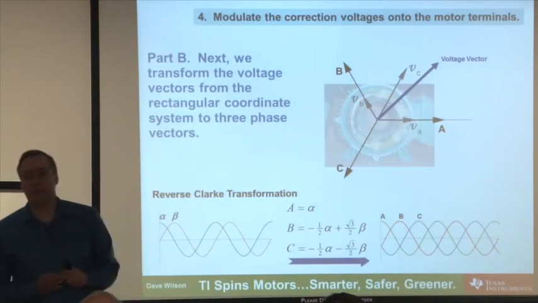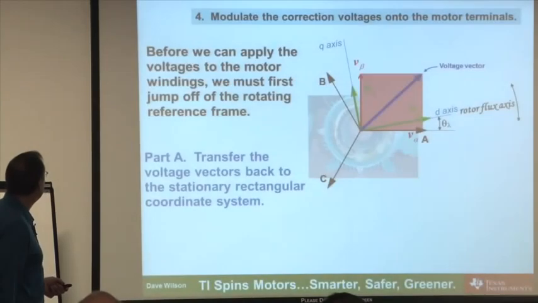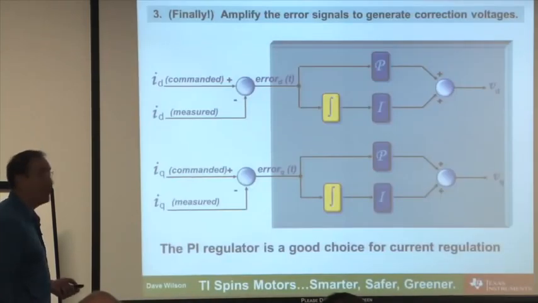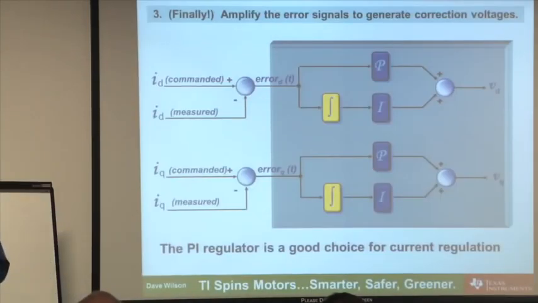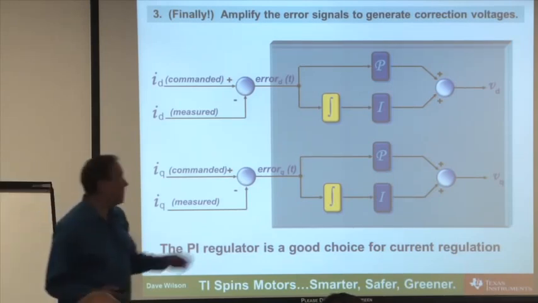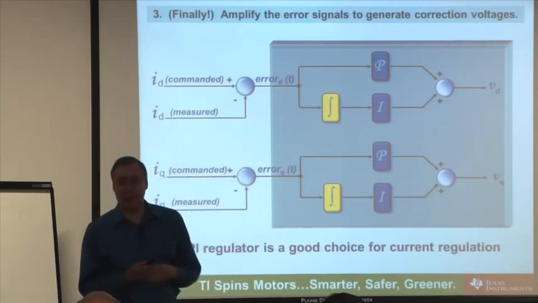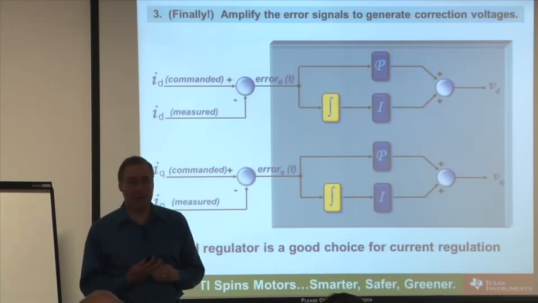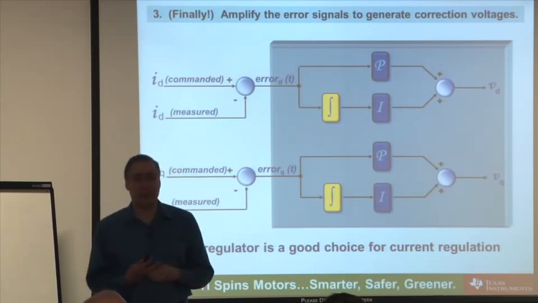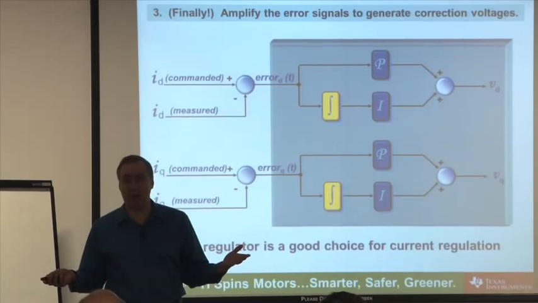Yes? Can you please go back to step 3 with the PI controller? Sure. Right here. Are those basically the same type of controllers for each of those, like the PI coefficients? So the question is, when we talk about the PI controllers for the D-axis and the Q-axis, are they the same values that we use for P and I? And also, is it the same topology?